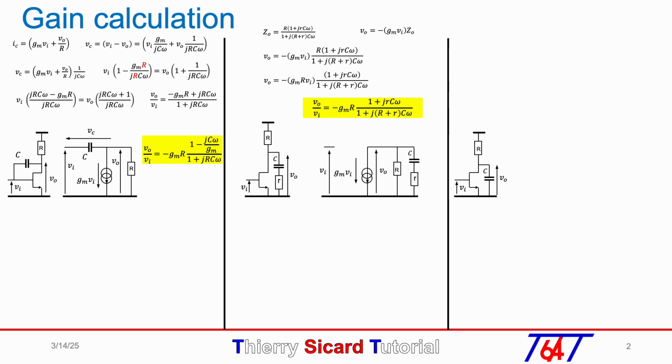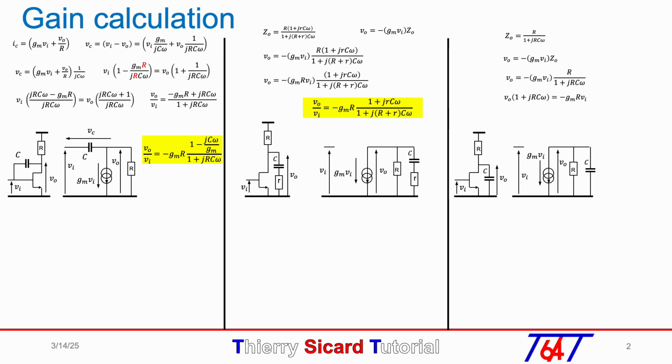Finally, we perform the gain calculation of the third case with a simple capacitor C between the drain and ground. We do the same with the calculation of the output impedance Zout, then Vout, to obtain the final gain equation in the yellow frame.